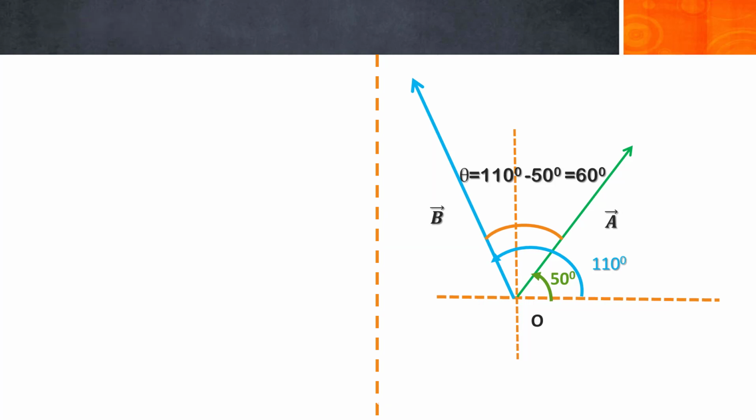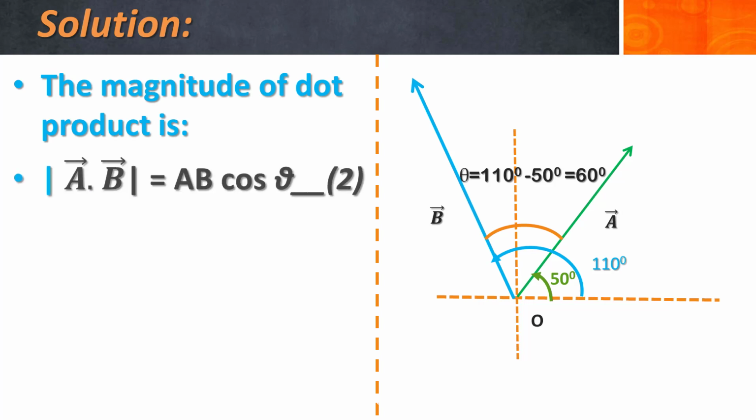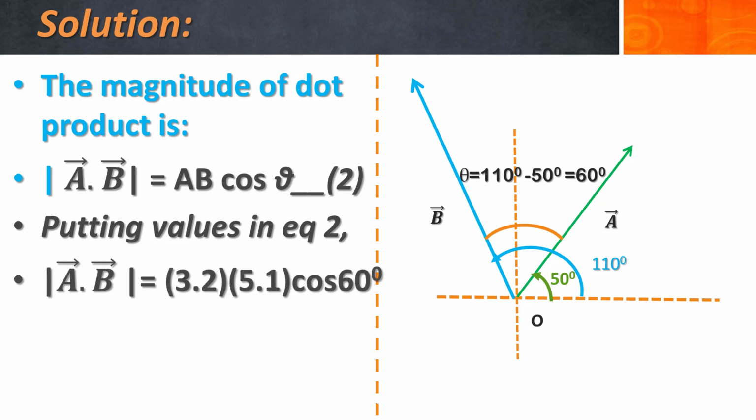After that, we will solve the first part, the magnitude of dot product. We know according to the formula A dot B is equal to AB cos of theta. So this equation 2 is basically giving us the magnitude of dot product. Then we will put the values in equation 2. Magnitude of A is given, magnitude of B is given, and we have calculated the value of theta. So we will put all these values over here.